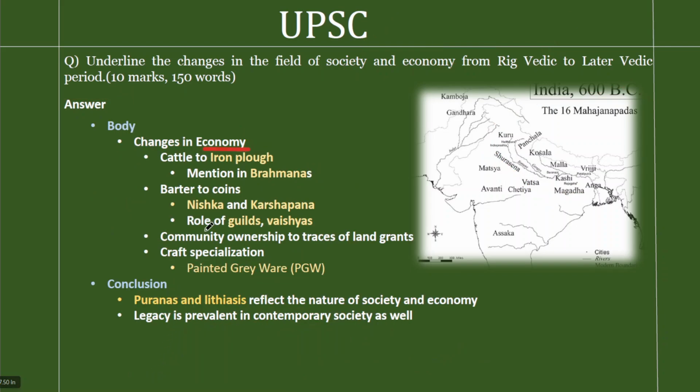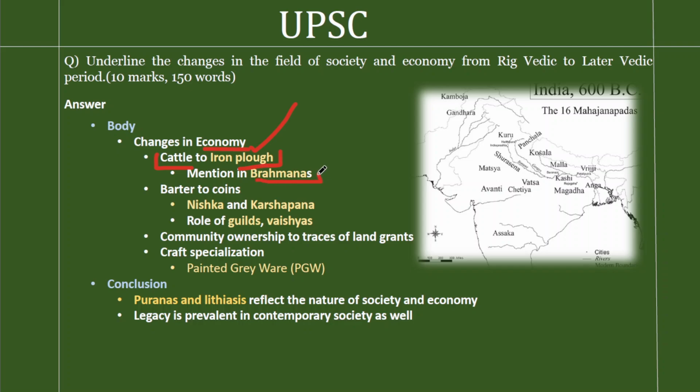Coming to the second dimension of this question, it is the economic dimension. First we'll mark the nature of the subsistence of the economy. The early Vedic period is an economy based on cattle. The later Vedic period is an economy based on agriculture, and that too an Iron Age civilization. So the iron plow is an important element in the later Vedic period.